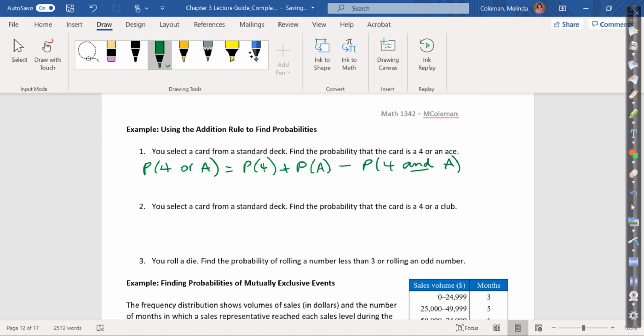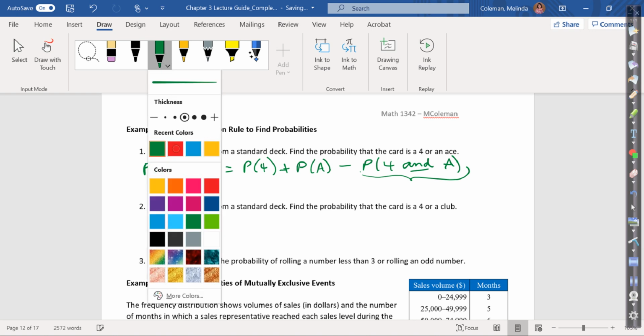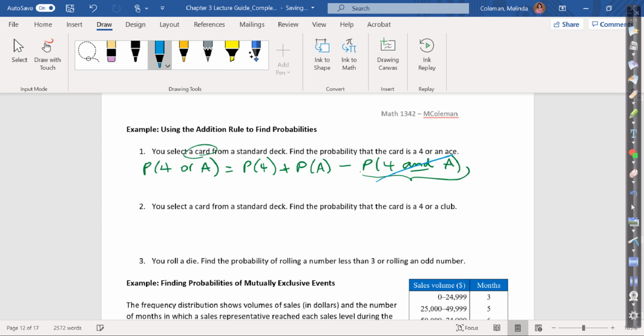So by now you may be saying to yourself, but there's no way if I'm only selecting one card that one card can be a 4 and an ace. And you would be absolutely right. That one card cannot be a 4 and an ace. And so that's why this doesn't exist, making this problem mutually exclusive. Sometimes you may not know whether they're mutually exclusive until you actually read the entire question or put the whole thing to making sense.